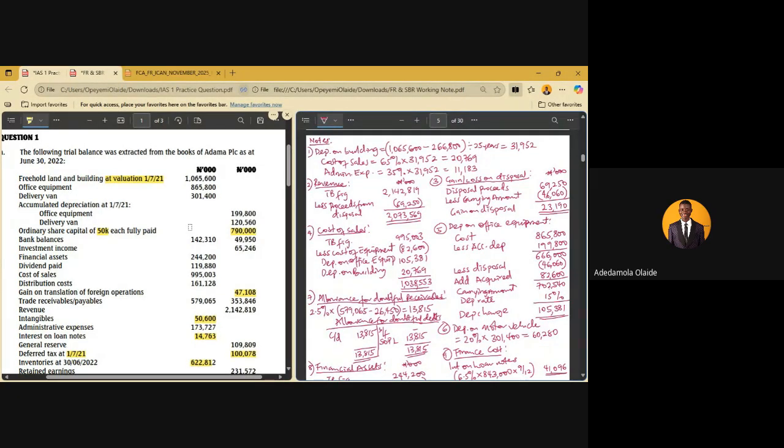But anything in the additional information, they haven't done anything to it. They haven't treated the double entry. So you have to treat the double entry. Is it clear?